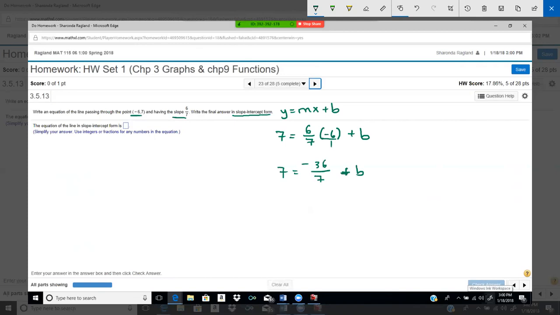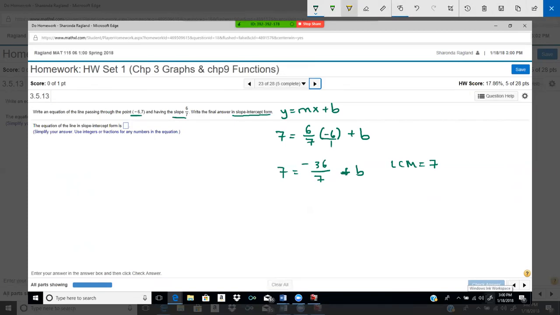Okay, so to solve for b, you can deal with the fraction, or you can get rid of your fraction by multiplying everybody by 7. Okay, you can do that also. So the LCM is equal to 7, so we can multiply everybody by 7.